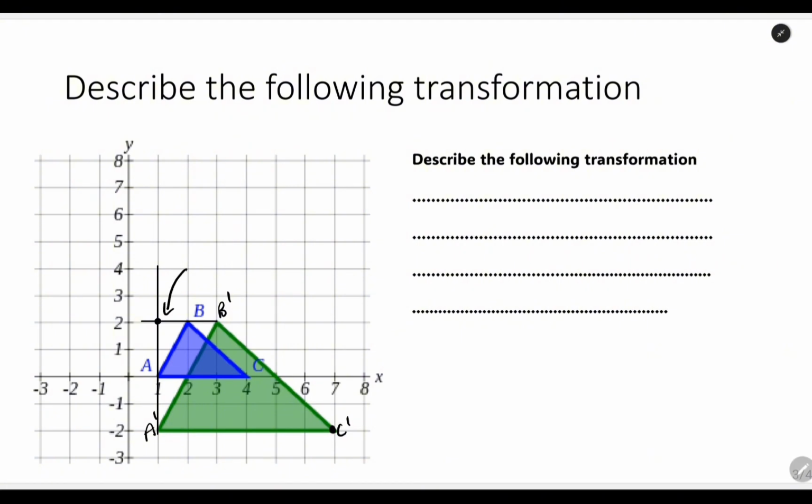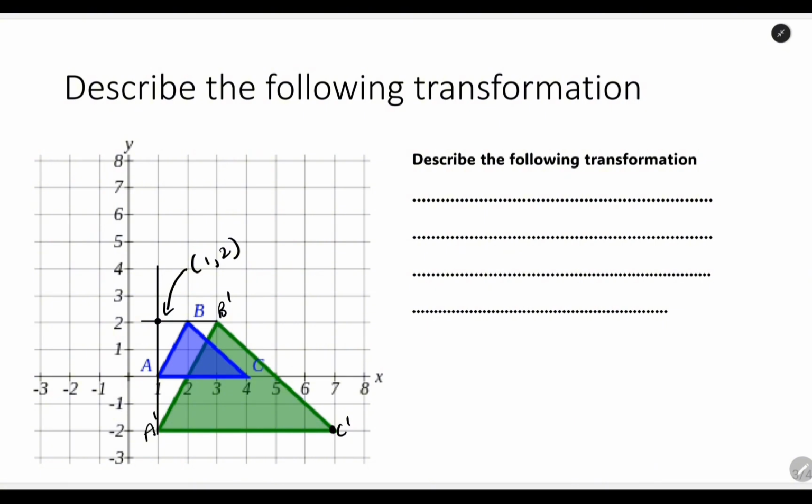To solidify this, we can draw a line from C to C prime and it will pass through this point as well. But we can just use 2 to save time. So we see the center of enlargement is, we go 1 across and 2 up. So the center of enlargement is 1, 2.